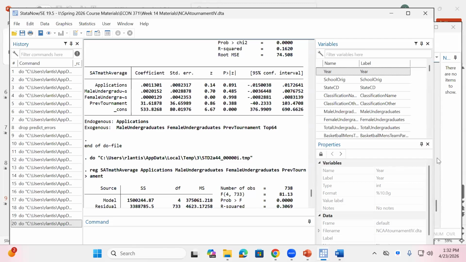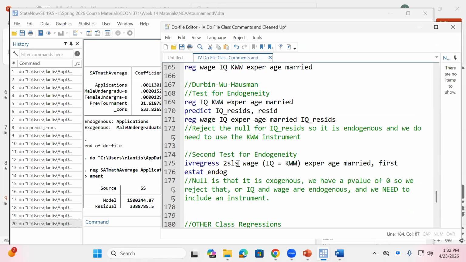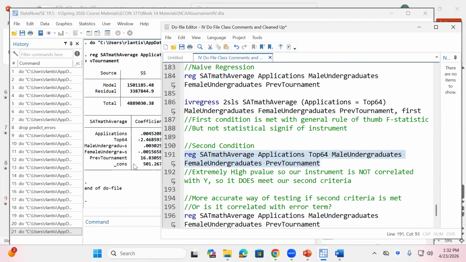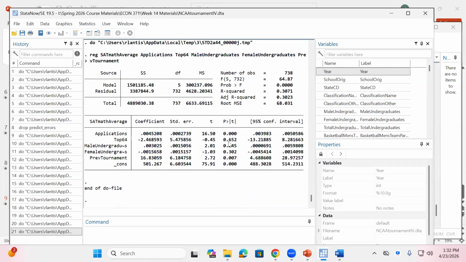Okay. Now, the second thing we could look at is, is my second condition met? My second condition is, is my instrument, controlling for the X variable and my other controls, correlated with Y? It shouldn't be, right? So run this regression. Looks like it's not correlated with Y. So my second condition looks like it's pretty strongly met. I have a p-value of 0.6 here.